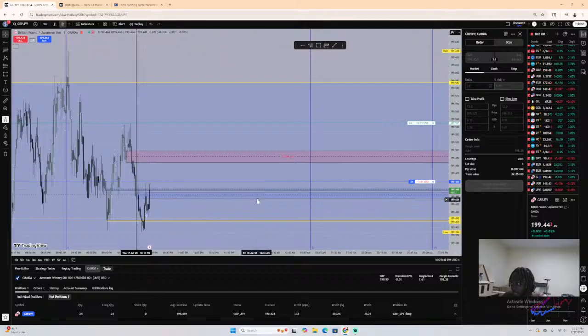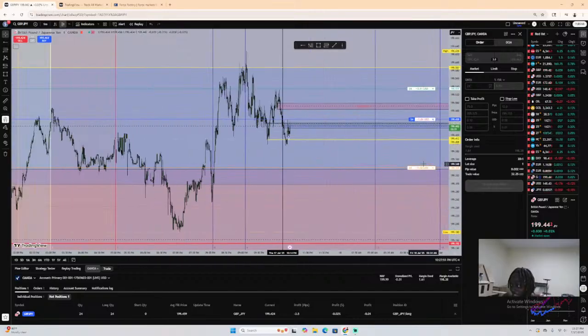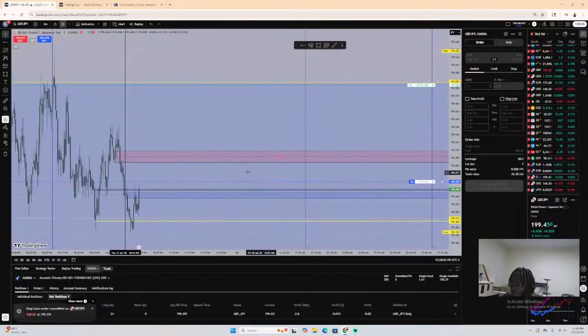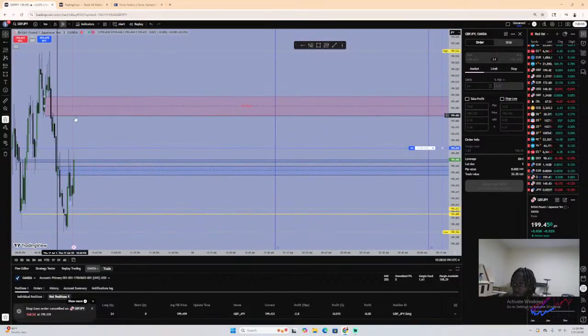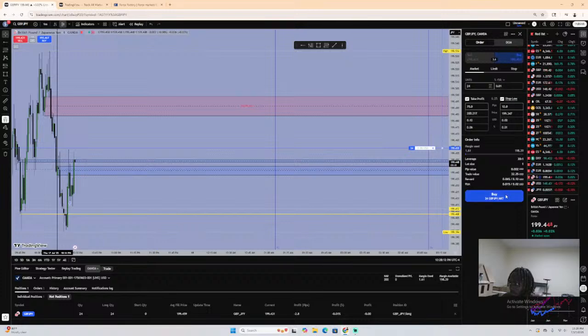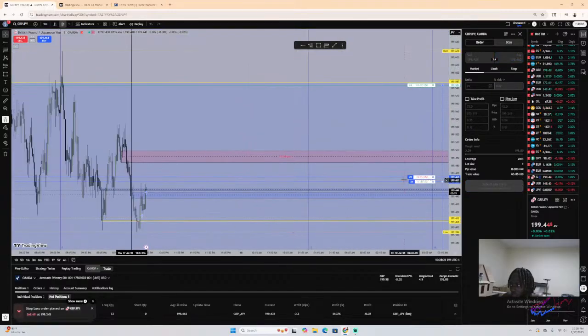I'm in one trade, guys. I'm risking 2 cents to make 1 cent. Now I'm risking 2 to make 2.